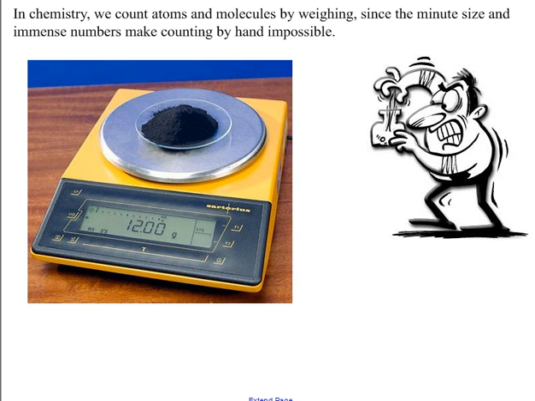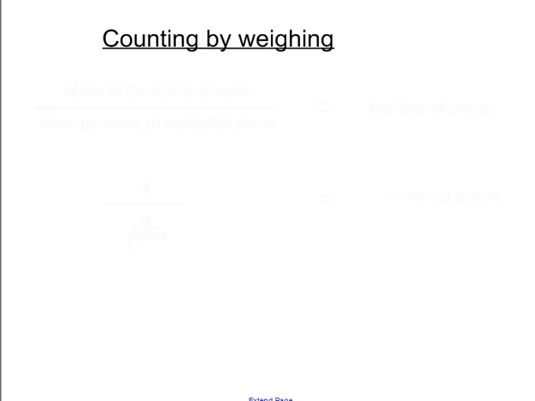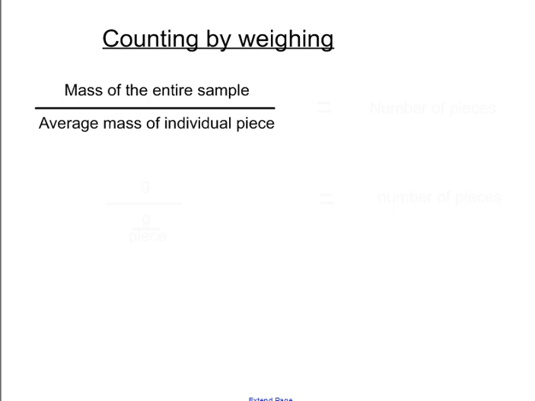In chemistry, we count atoms and molecules by weighing, since the minute size and immense numbers make counting by hand impossible. The equation for counting by weighing is you start by knowing the mass of the entire sample. You divide that by the average mass of an individual piece. And if we consider units for that, the mass of your entire sample would be measured in grams. That's going to be divided by the average mass of your individual piece, which will have the units of grams per piece. So if you divide grams by grams per piece, the grams will cancel and you'll be left with number of pieces.